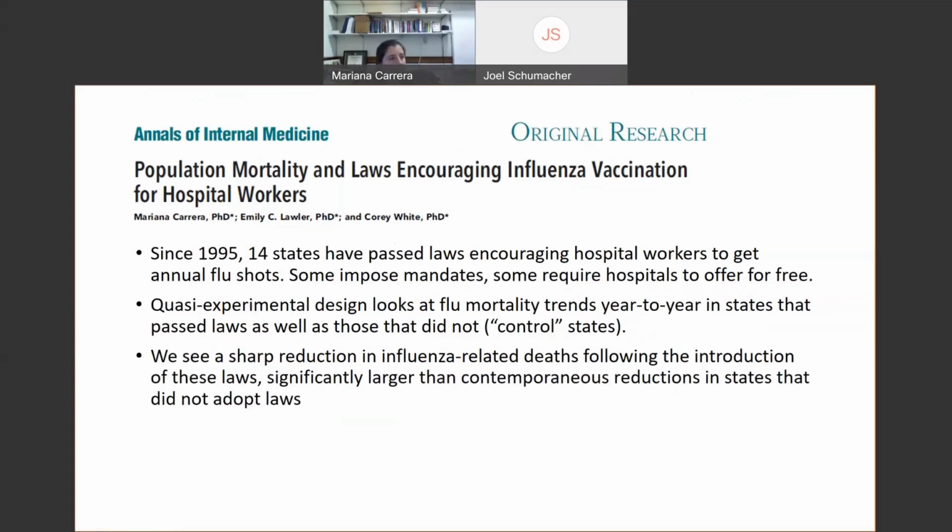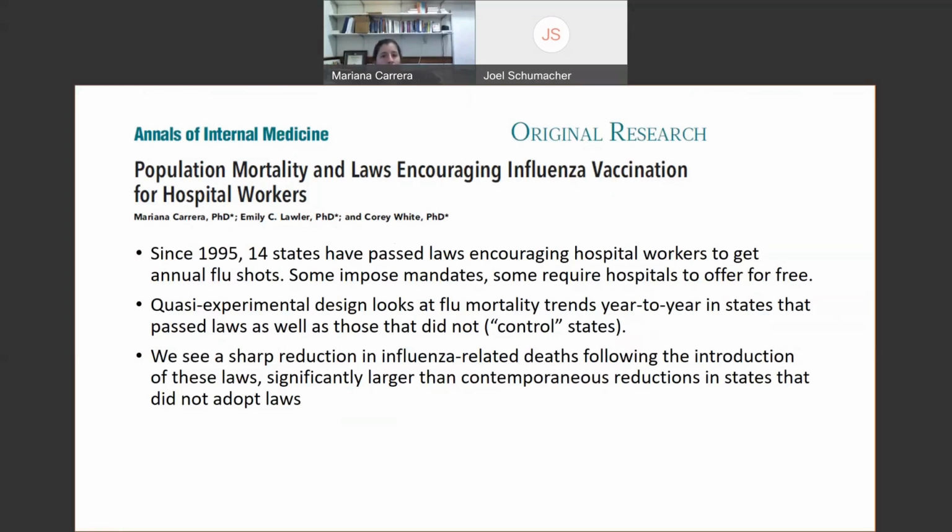Some states have stronger laws than others. Some states actually require all hospital employees to either get the flu shot or to wear a face mask during flu season. Others require hospitals to offer it to everybody, and if somebody declines it, they have to at least submit a signed form saying that they declined the flu shot.